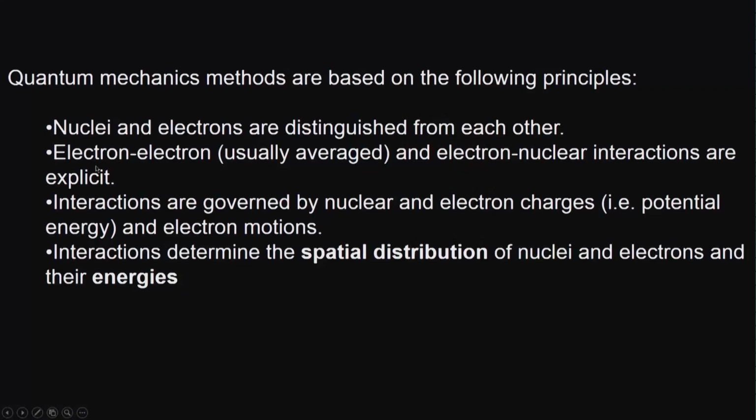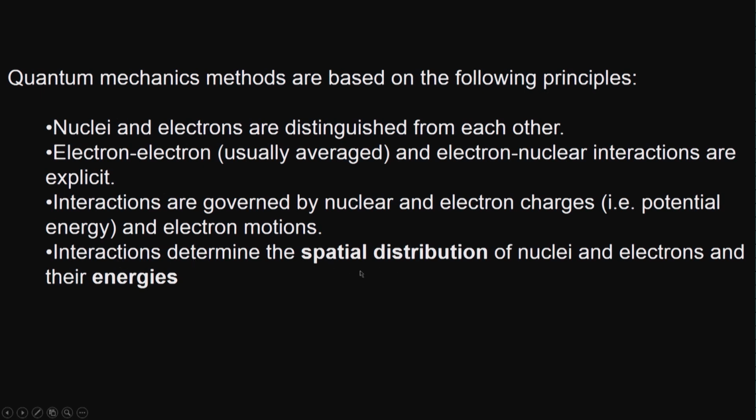Okay, so quantum mechanic methods are based on the following principles. Nuclei and electrons are distinguished from each other. So, you have electron nuclear interaction, with attractions and repulsions. You do not consider all the electrons because that will be too much. I will tell you how they are averaged out. Interactions are governed by nuclear and electron charges, that is the potential energy, and then electron motions.